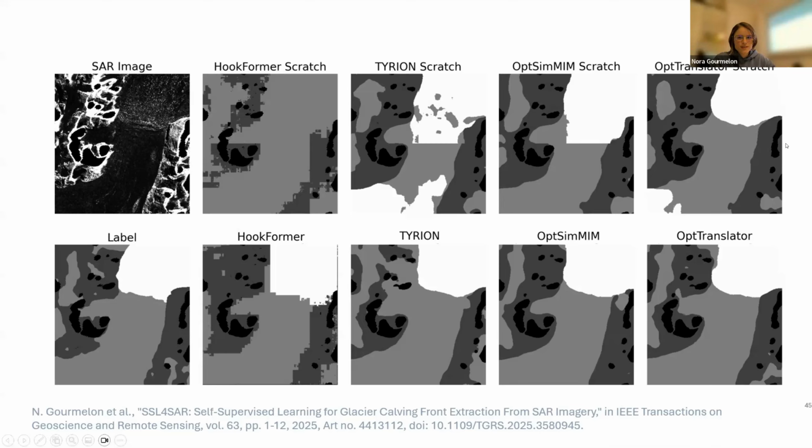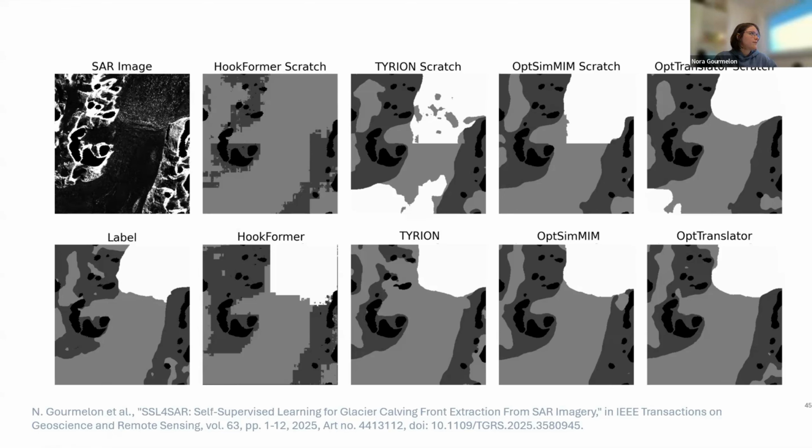So first thing to notice is you should always use the ImageNet pre-trained weights. Without them, it does not work well. And then we can see Tyrion itself is already working better than HookFormer and produces smooth edges. And the pre-training on the in-domain dataset helps the performance even more. So if you look here at the dark gray, the rock areas, that now corresponds better to the label than with only Tyrion, the new architecture.